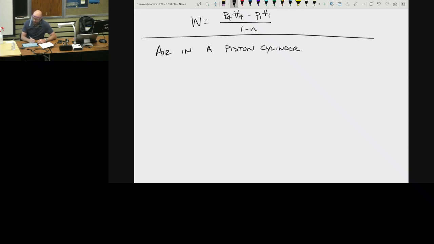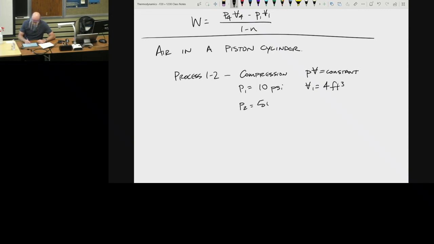Okay, and so here's what we're going to say. It undergoes 3 processes. Process 1 to 2 is compression. And they tell us that the compression says PV is equal to constant. So already we know that this is a polytropic compression process from 1 to 2. And they tell me that P1 is equal to 10 psi, and V1 is equal to 4 feet cubed, and they tell me that P2 is equal to 50 psi. That's all they tell me. Okay.